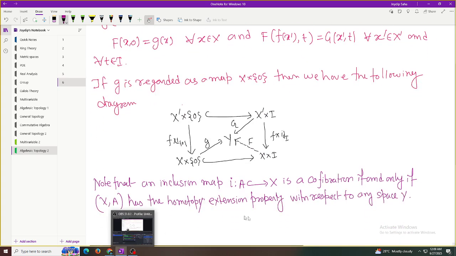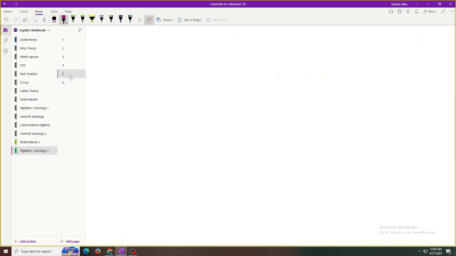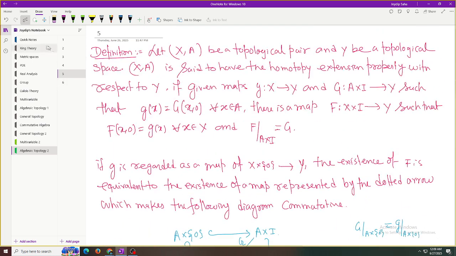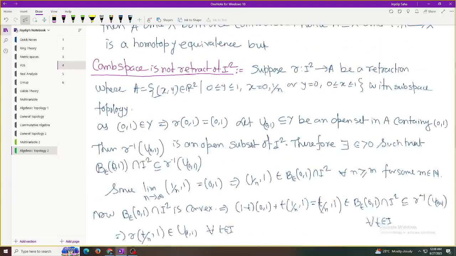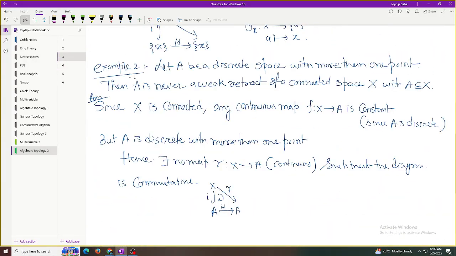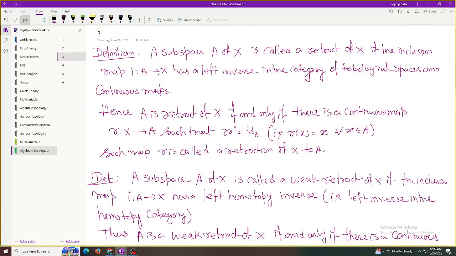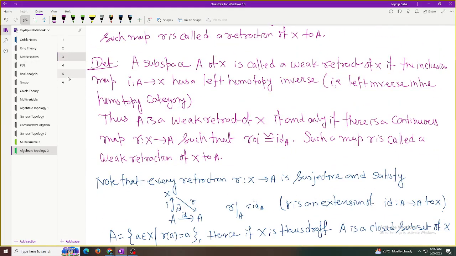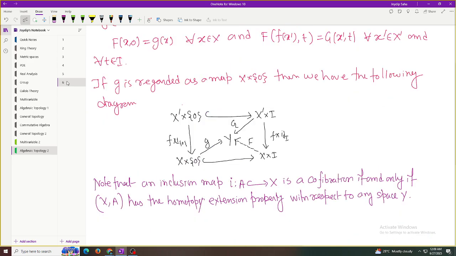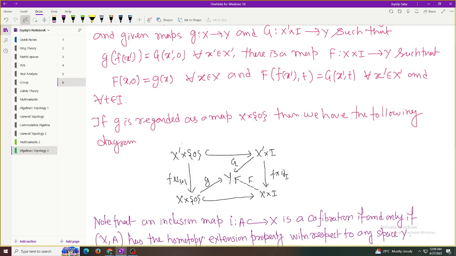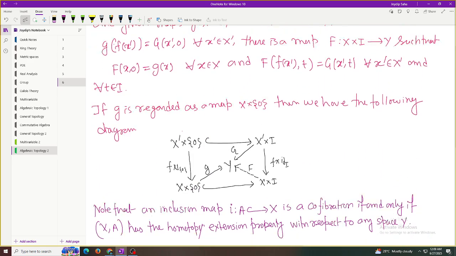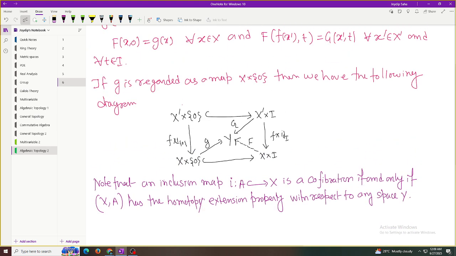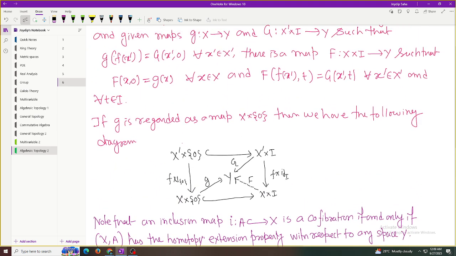Okay, any question? Find an example. Yes, just a moment. I'll give some example later, but in the meantime try to find an example yourselves.